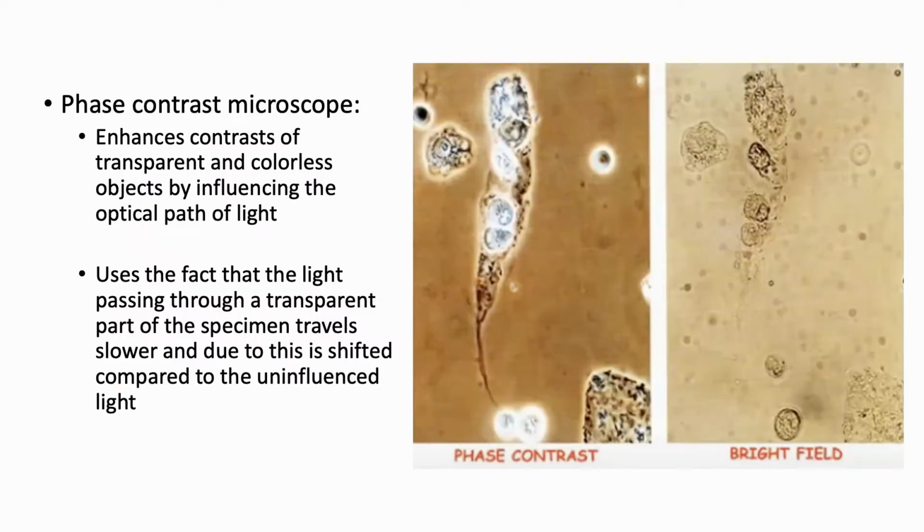So in phase contrast microscopy, this allows enhancement of the contrast of transparent and colorless objects by influencing the optical path of light. It uses the fact that the light passing through a transparent part of the specimen travels slower, and due to this is shifted compared to the uninfluenced light. So the particles tend to be better seen against the background of phase contrast microscopy than with bright field microscopy, where certain elements tend to stand out.